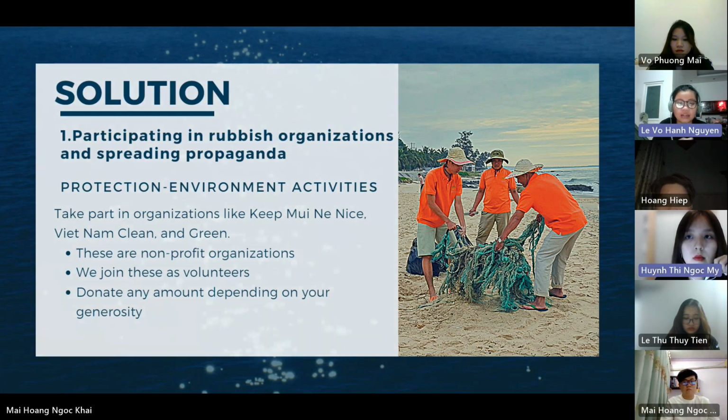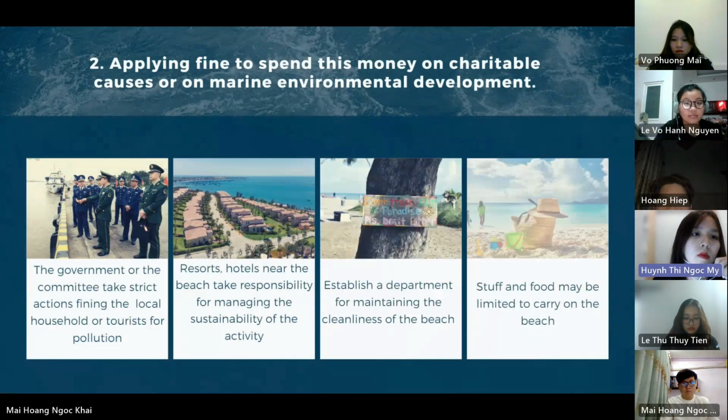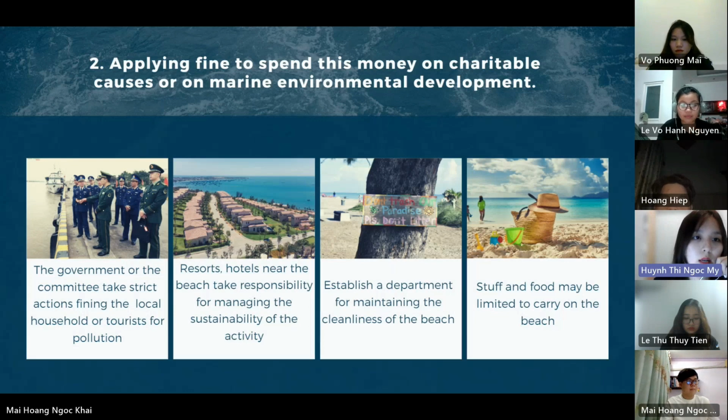And May will present the second one. So the second solution is to apply fines and spend this money on charitable causes or on marine environmental development.